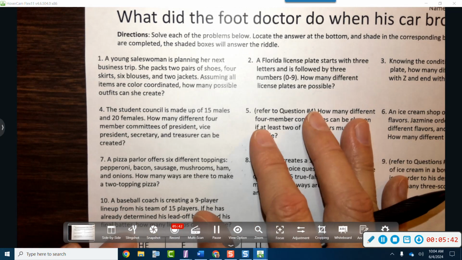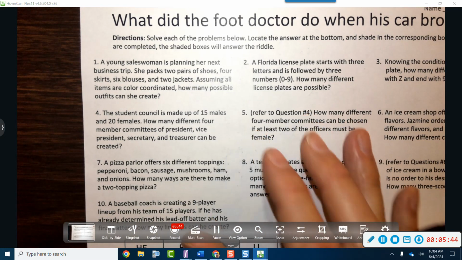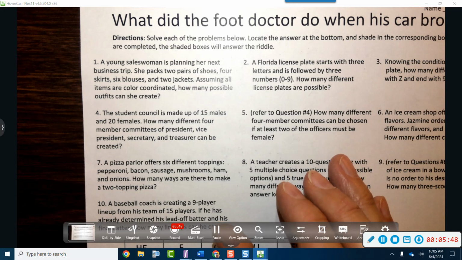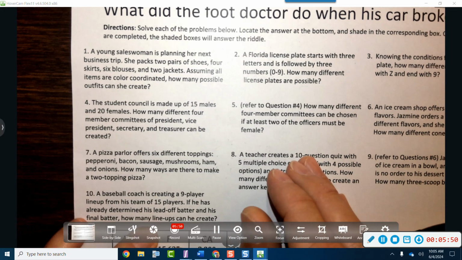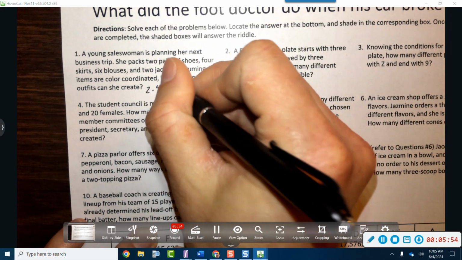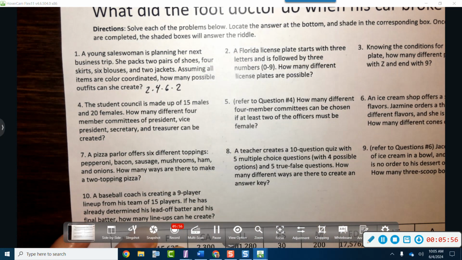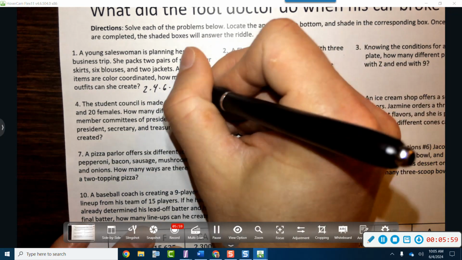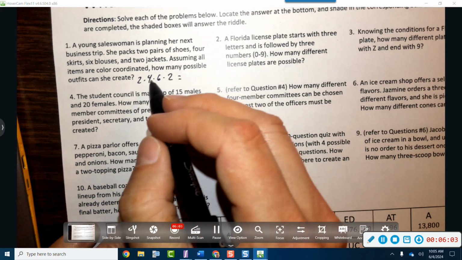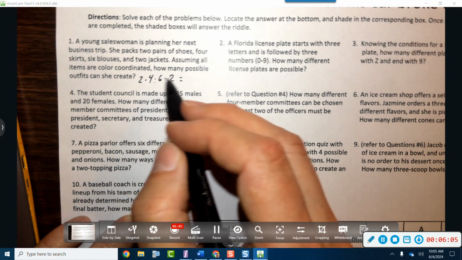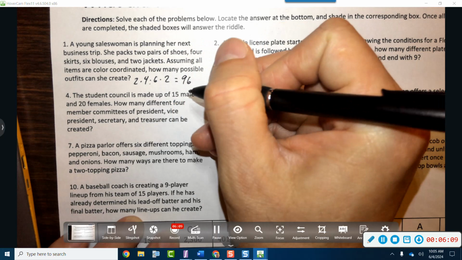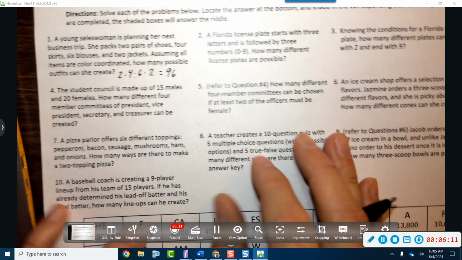A young saleswoman is planning her next business trip. She packs 2 pairs of shoes, 4 skirts, 6 blouses, and 2 jackets. So how many possible outfits? This is just the fundamental counting principle here. So you can see that you just get 8 times 12. What is that? 8 times 12 is going to be 96. Okay, so 96 different ways.